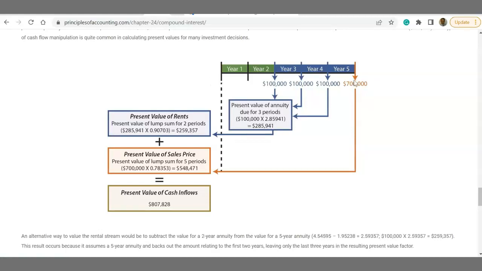However, this 700 is easy because this is a lump sum at the end. And for that, you just calculate once. You just bring that, for lump sum, from the present value of lump sum table, and you get the factor, and you multiply by $700,000.